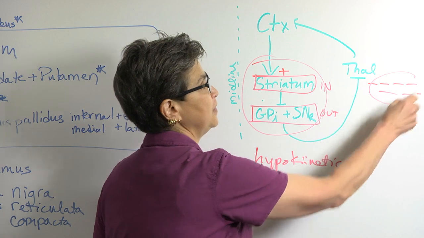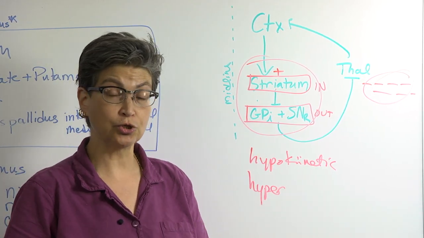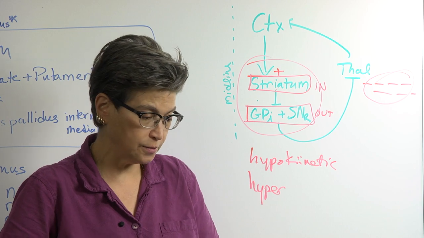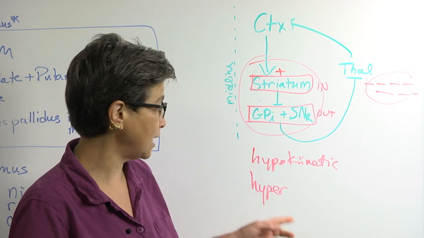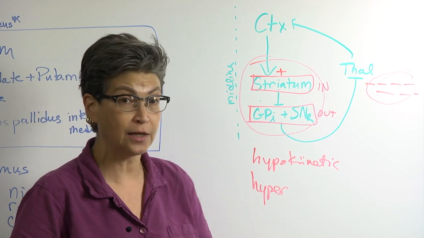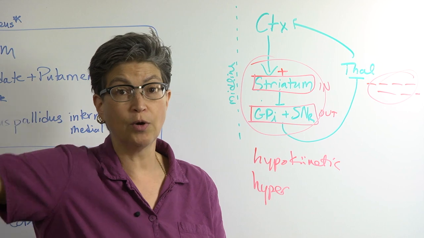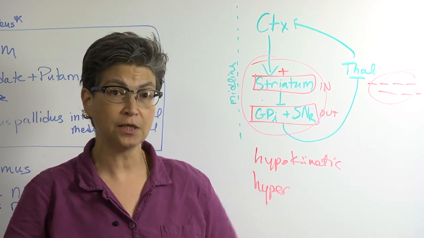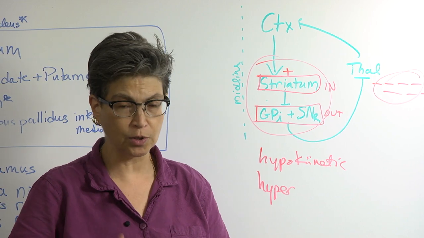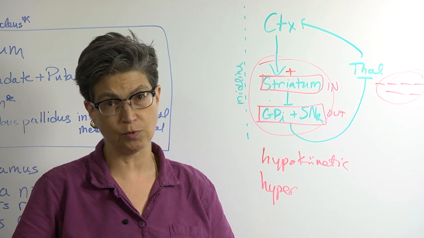There's not enough inhibition. And in fact, there are excess movements. So there are classic diseases that are hyperkinetic. One is hemiballismus, which is typically due to a stroke where ballistic movements are released, typically on one side, and only affects one side.